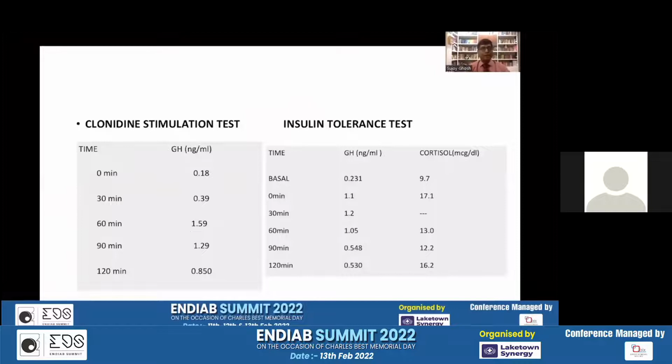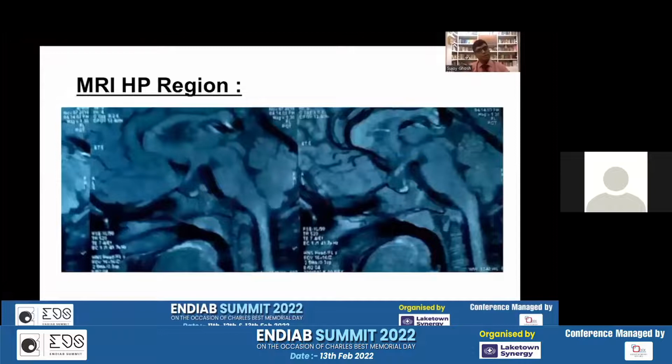To look at that, you did a clonidine stimulation test, which shows that the GH does not rise. So growth hormone deficiency is documented in the presence of a normal thyroid level, and a cortisol level is not contraindicated, and an ITT was done. The growth hormone did not increase. The cortisol levels reached somewhere around 17, telling us that perhaps there is no abnormality in the cortisol axis. And this is the image of the hypothalamic pituitary region, which shows that the posterior bright spot is there, and the anterior bit is relatively visible.